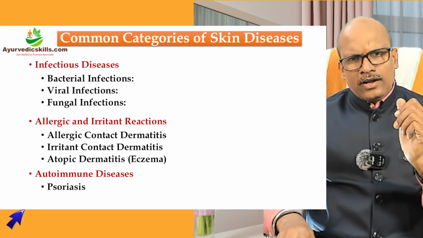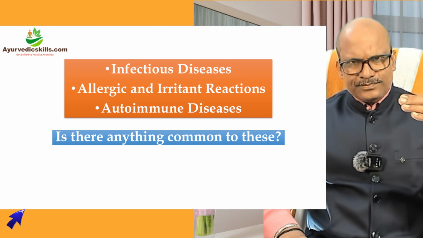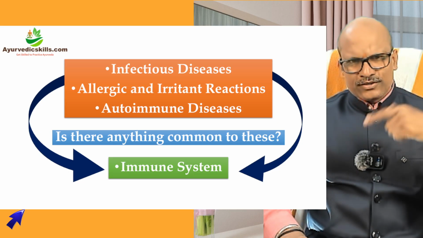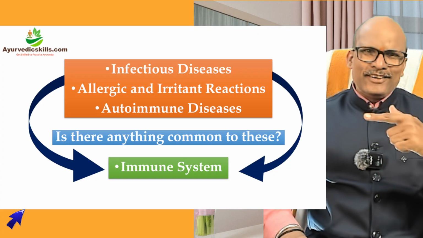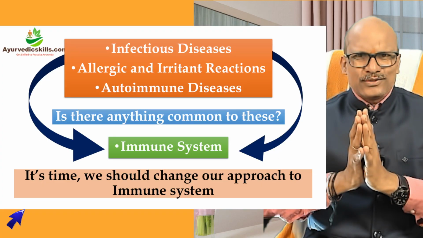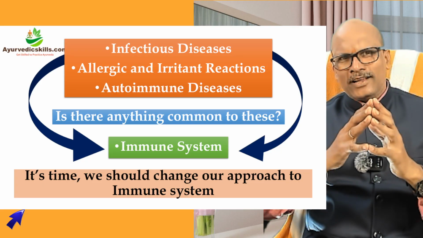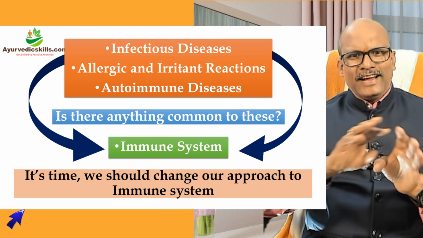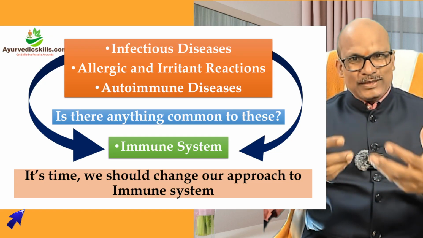You all know that. Now, is there anything common among these three? The common factor is the immune system, right? Infectious disease is dependent on the immune system. Allergic and irritant disease is dependent on the immune system. Autoimmune diseases are again dependent on the immune system. Now it is time we change our approach towards looking into the immune system or disturbance in the immune system. So far we have studied immunity, immune deficiency, and autoimmunity from the angle of medicine, that is, Kayachikitsa's angle. We need to change that approach now.